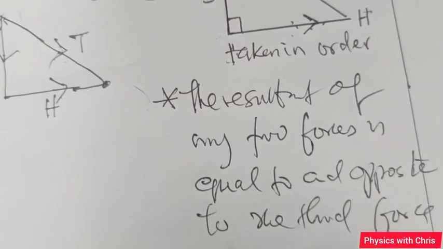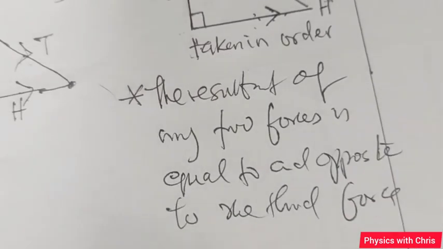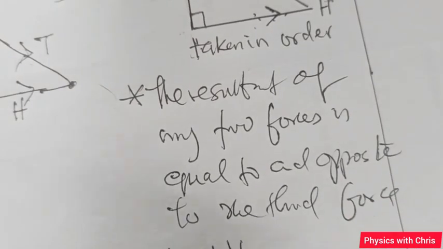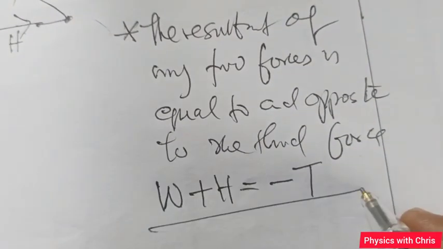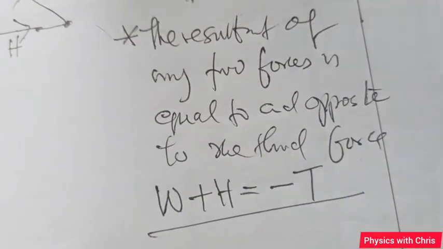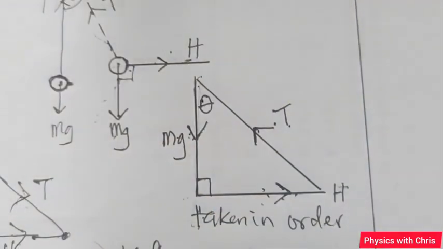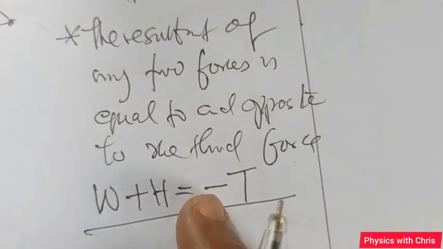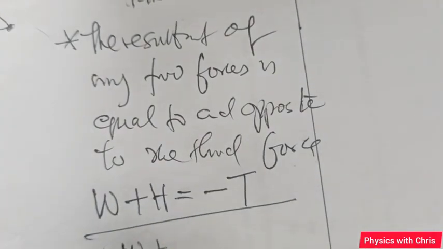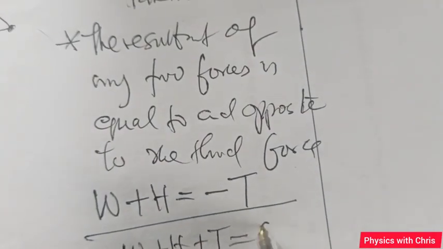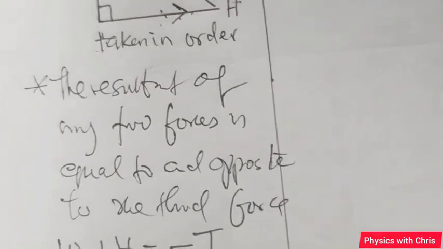That is to say, if I use my triangle method of adding forces, I'll have force W plus H is equal to minus force T. So that's what I mean by using the triangle of forces to add the three forces acting on this system. The sum of these two forces is equal and opposite to the third force. And so if I bring this here, it means that W plus H plus T must be equal to what? 0. That means this system, from this triangle of forces, is in a state of equilibrium.